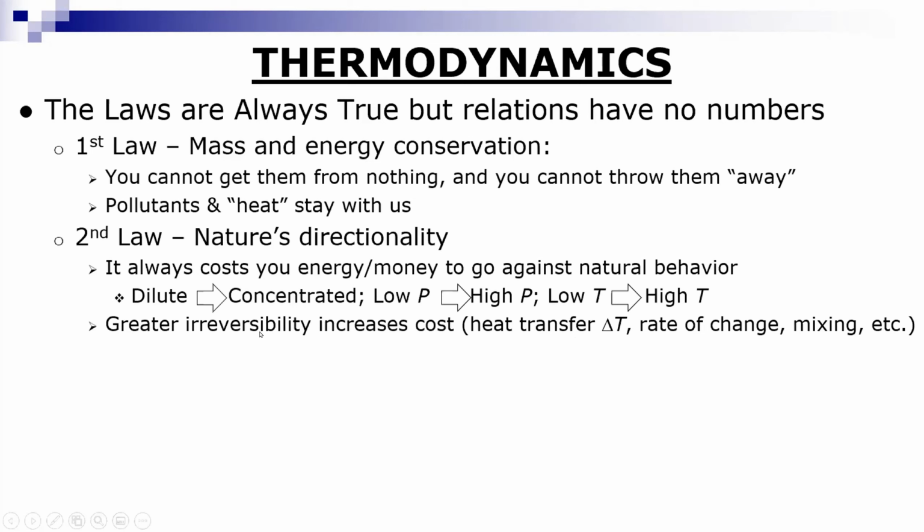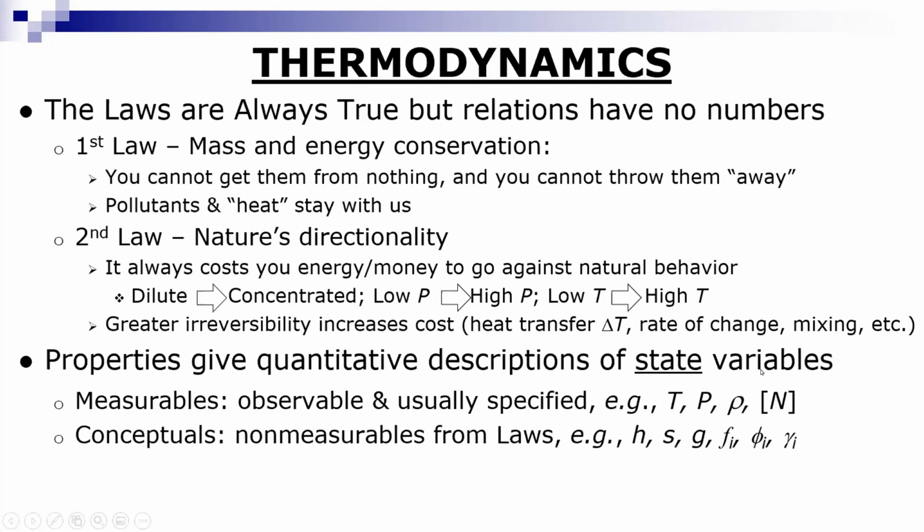And it's due to irreversibility, which will increase the cost. If you're doing heat transfer over a temperature difference, the greater the temperature difference, the higher the cost. If you do it faster, in terms of changing the rate at which you're doing it, or if you're mixing, all of those will lead to increased costs. So if you want to save money and effort in your processing, you want to reduce the irreversibility, which means you want to reduce these kinds of differences and get toward reversible, in which delta T is 0, the rate of change is 0, mixing doesn't cost you anything, and so forth.